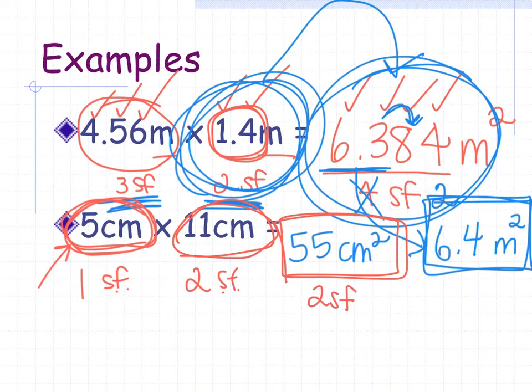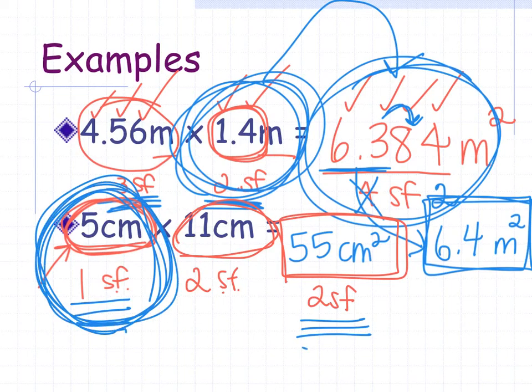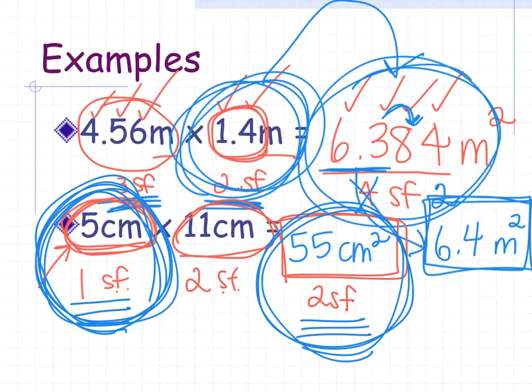Well, the rule says your answer can't be better than your worst measurement. Your worst measurement only had 1 significant figure. You always go with the lowest number. So since my measurement had 1, my answer had to be 1. So that means that this changes into 60 centimeters squared. So if this doesn't freak you out, let me put this into perspective. 5 times 11 equals 60 in chemistry.